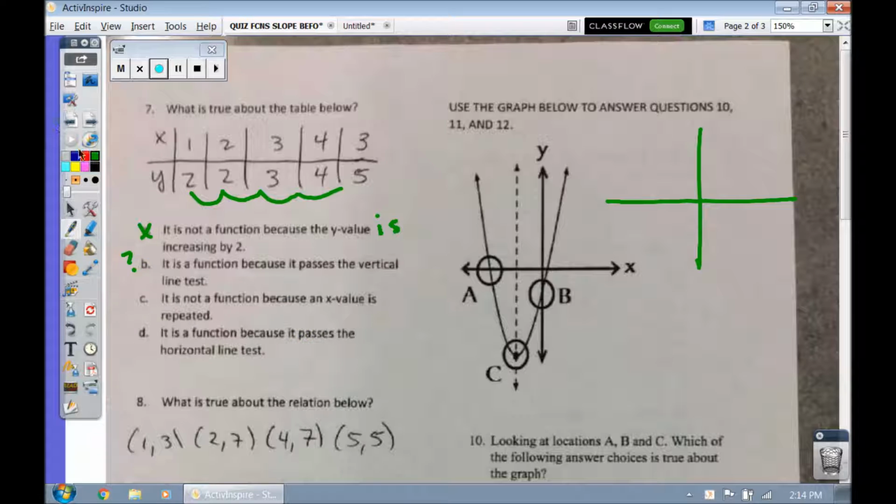Look at letter C. It is not a function because an x value is repeated. Do I have an x value repeated? 1, 2, 3, 4, 3. Look at that. I have 2 3s, so guess what? It is not a function because the 3's repeated.